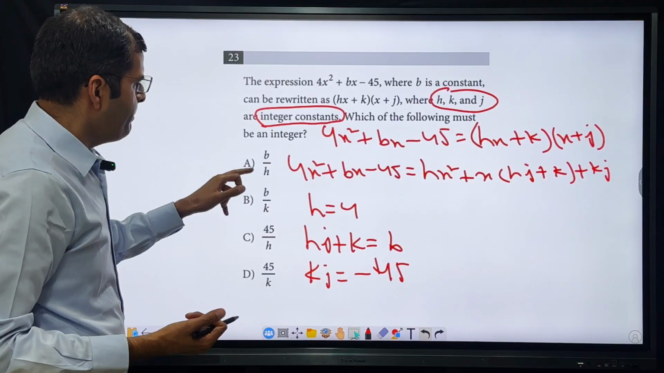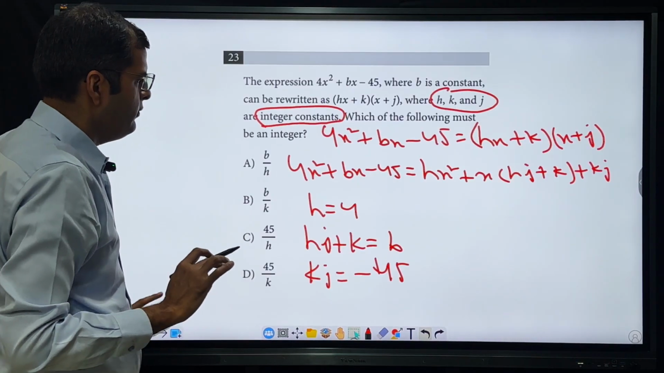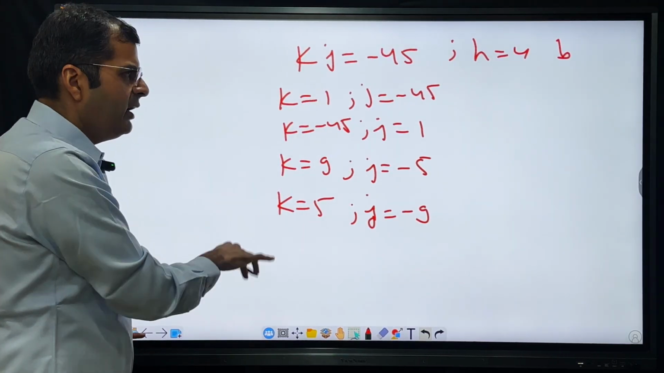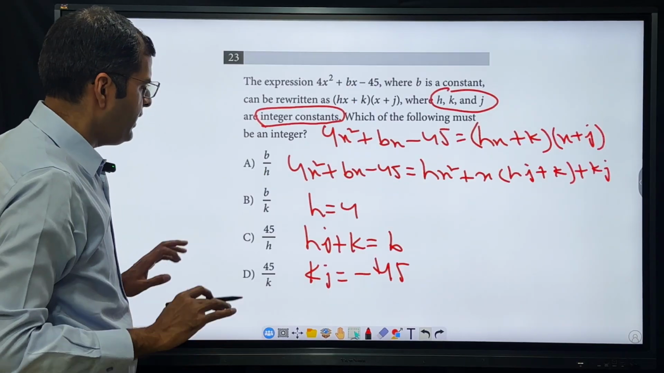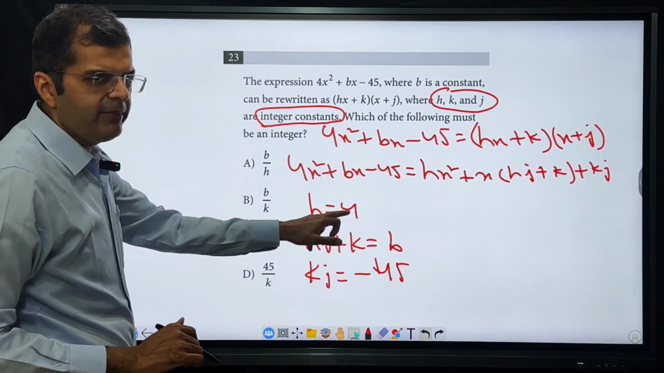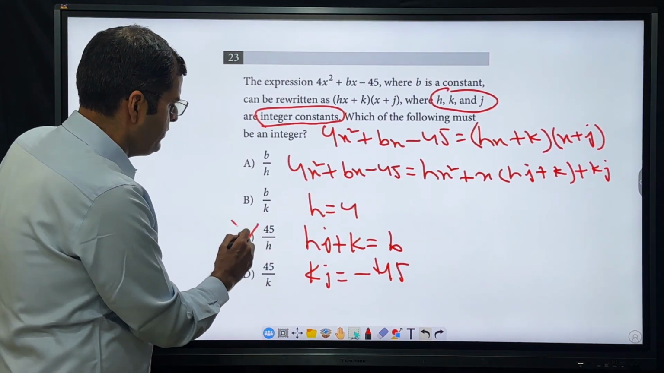So it must be an integer, b by h. So b I don't know right now, so I will not worry about this option. B by k, again b I don't know, I'll not even solve it. I'll keep it safe. 45 by h is definitely not correct because 45 by h is 45 by 4. So this is definitely not an integer. So this definitely goes out.